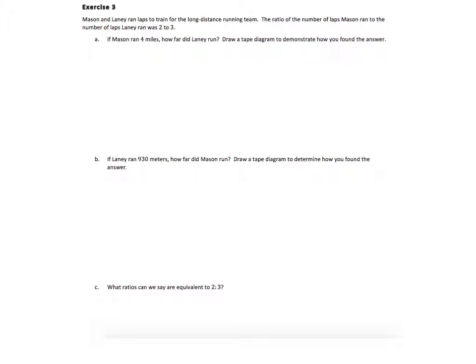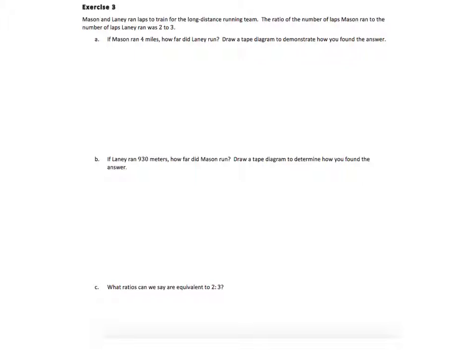Okay, let's look at another situation and explore this a little bit more. Mason and Laney ran laps for a long-distance running team. The ratio of number of laps Mason ran to the number of laps Laney ran was 2 to 3. If Mason ran 4 miles, how far did Laney run? Draw a tape diagram to demonstrate how you found the answer.